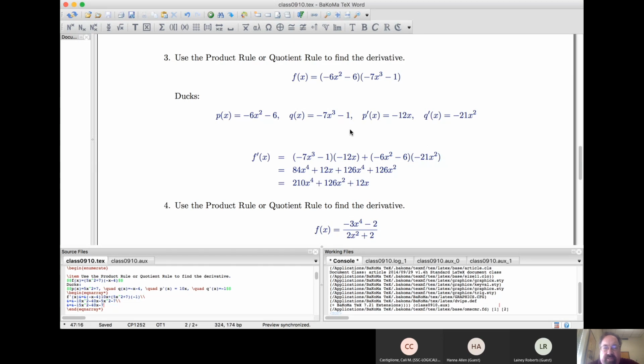Let's go ahead and put the derivative together. So we have the two items in the middle give us our first term plus these two on the outside. Go down here, and then we go ahead and multiply everything out. So we distribute through here, and we see that we have two like terms involving x to the 4th, so 84 plus 126 gives us 210. And there we have our derivative in the simplified form.